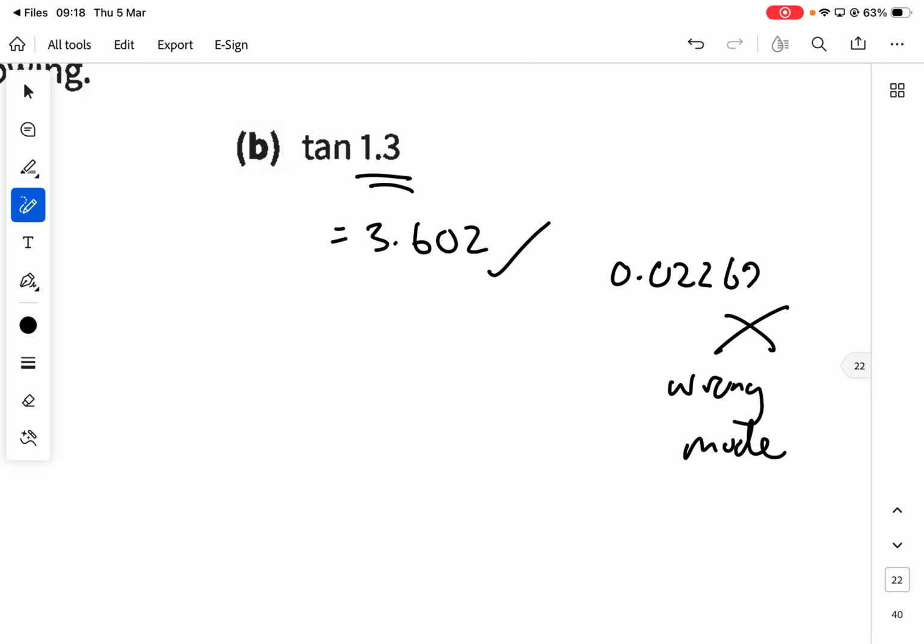Okay, and in this question they want it in radian, so you must answer 1.11 radian.